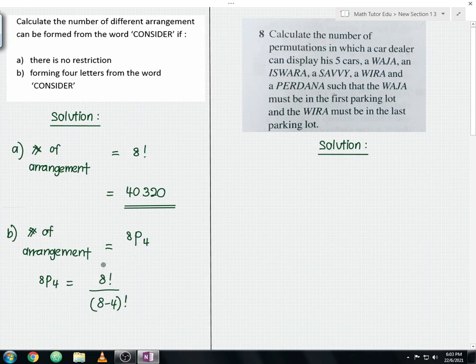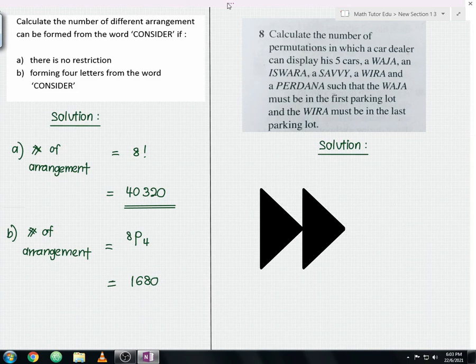So you can calculate in this form, or if you have a calculator you can just key in 8P4 also. Okay, so let me just close this. So you calculate 8P4, you should get your answer 1680. Okay, so you have 1680 arrangements where you form 4 letters within the word "consider". Okay, so let me underline the solution for the question part B.